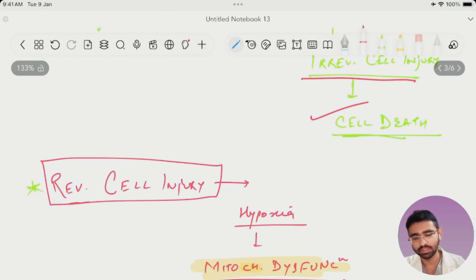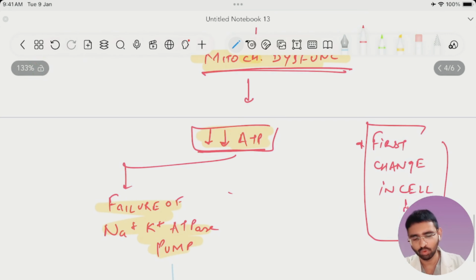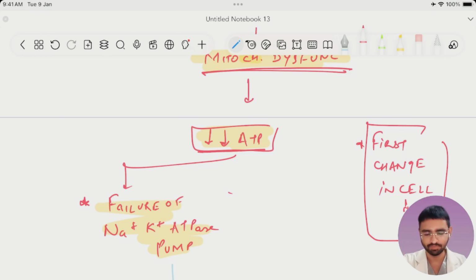Now, in reversible cell injury, the main cause is hypoxia. Whenever there is hypoxia, it will lead to mitochondrial dysfunction. Then it will cause a decrease in ATP formation, and the decrease in ATP formation will cause the failure of the sodium-potassium ATPase pump. It will be the first change in the cell injury.